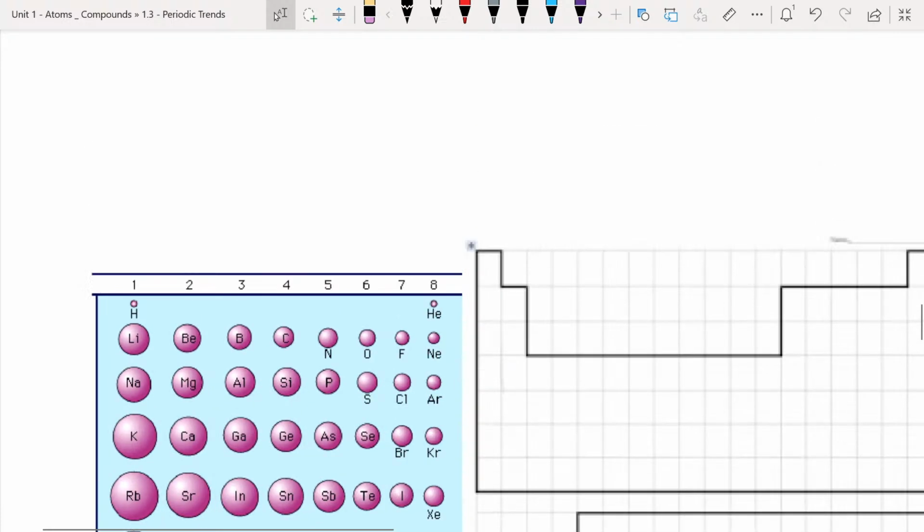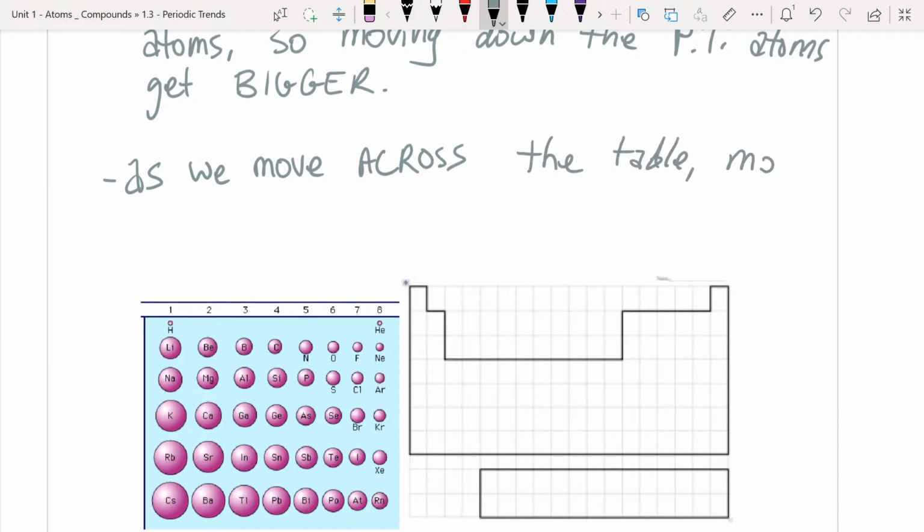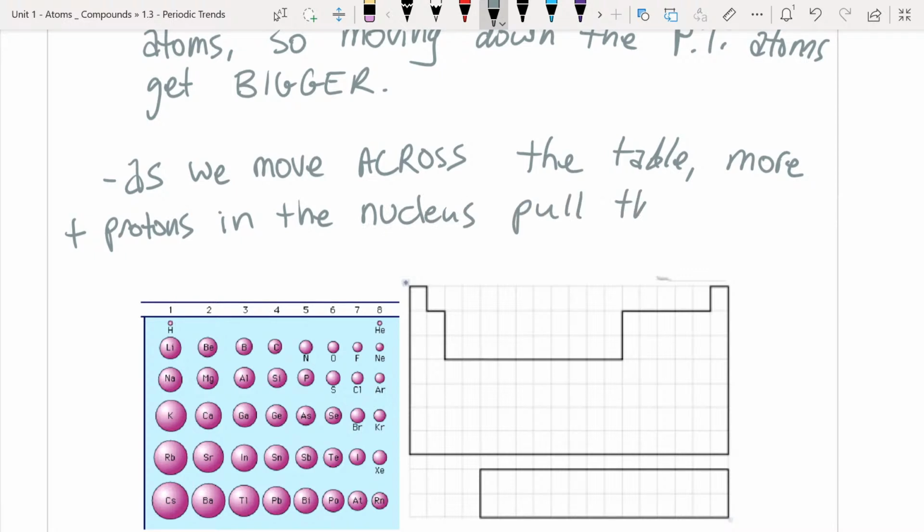All right, let's write that so we know it. As we move across the table, more positive protons in the nucleus pull the electrons in, and the atoms get smaller.